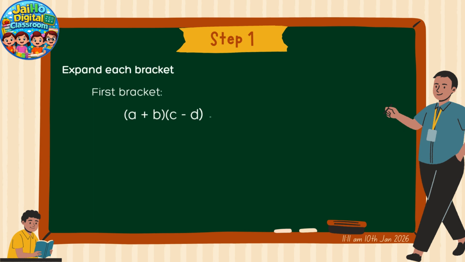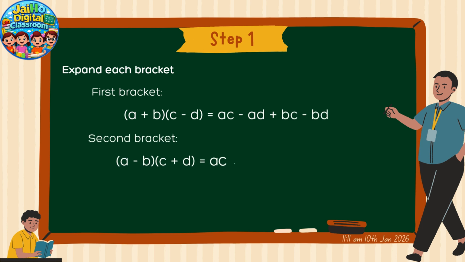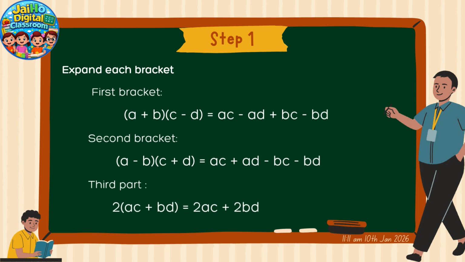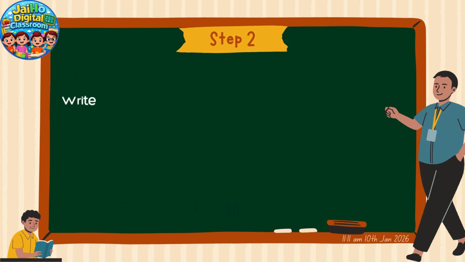First, we open the brackets. (a plus b)(c minus d) becomes ac minus ad plus bc minus bd. Same for the second bracket and the third part. Write all terms together.